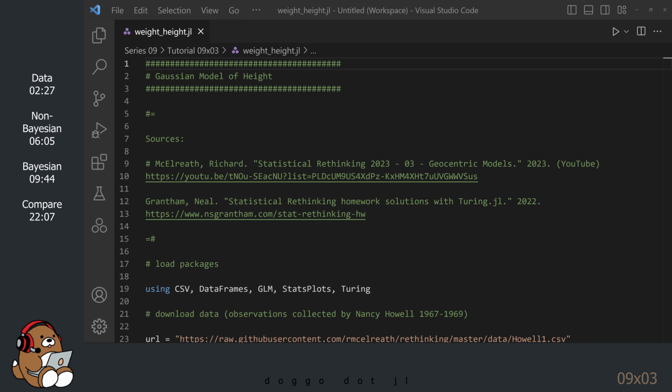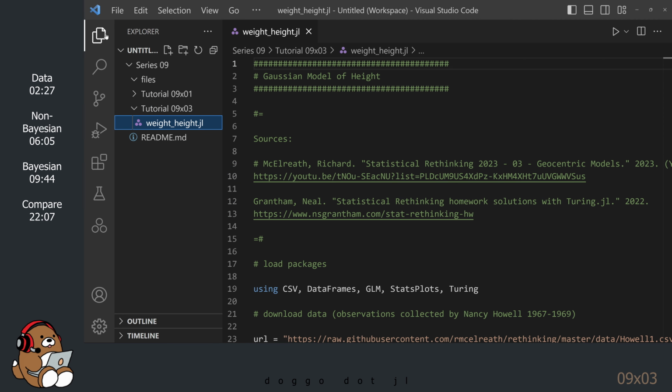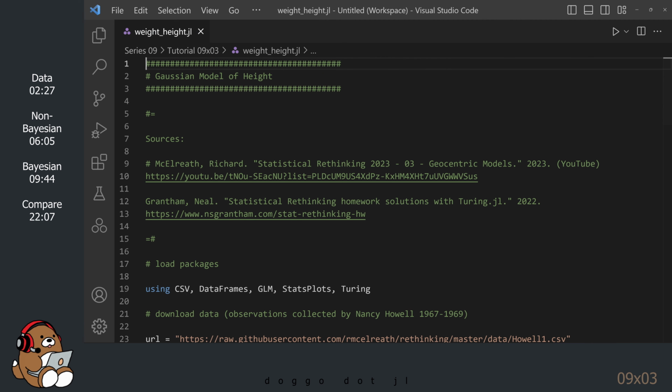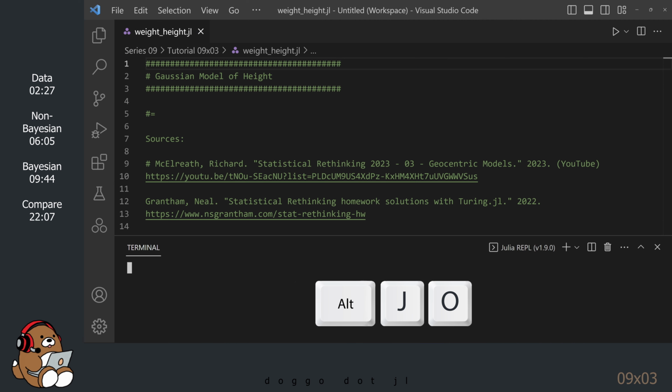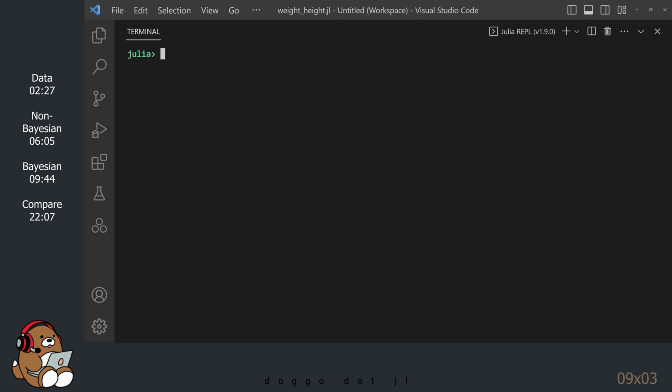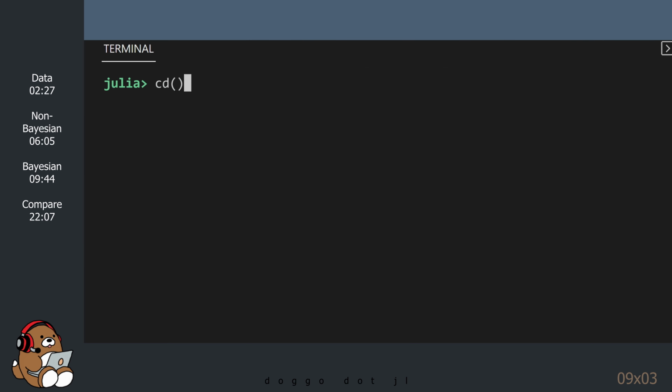You can find a copy of my code in my GitHub repository. If you want to follow along, you can save a copy of this code in a tutorial folder on your computer. After you save the file, launch the Julia REPL by using Alt-J, then Alt-O. Change the present working directory to your tutorial directory.